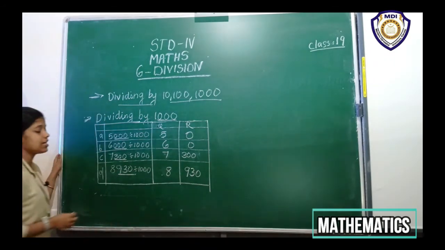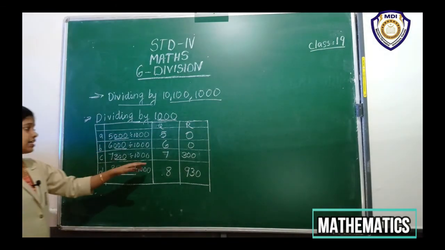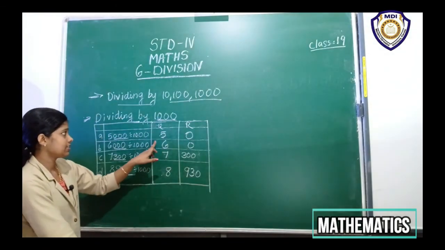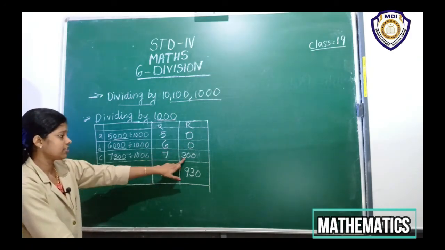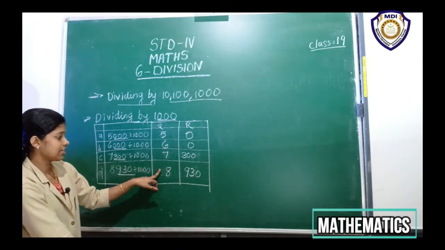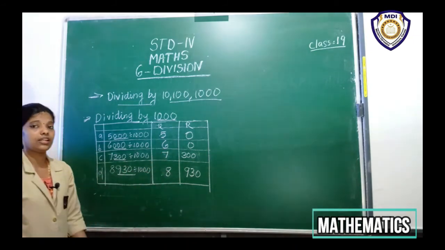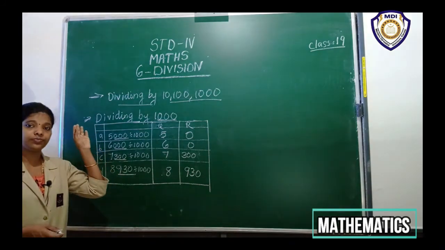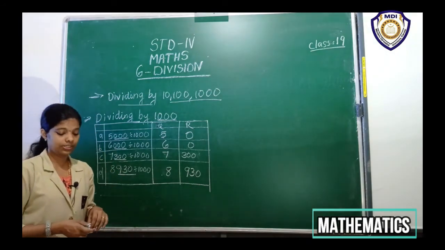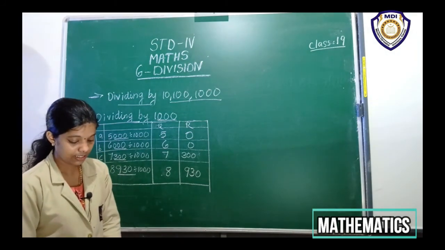8 is the quotient. How many persons get the answer? 6 is the quotient, 0 is the remainder. Here 7 is the quotient and 300 is the remainder. 8 is the quotient and the remainder is 930. How many persons get the answer? Please raise your hands. Okay, good.